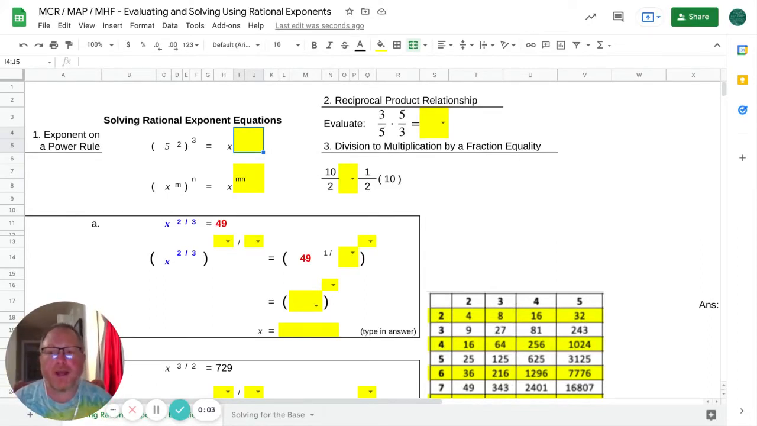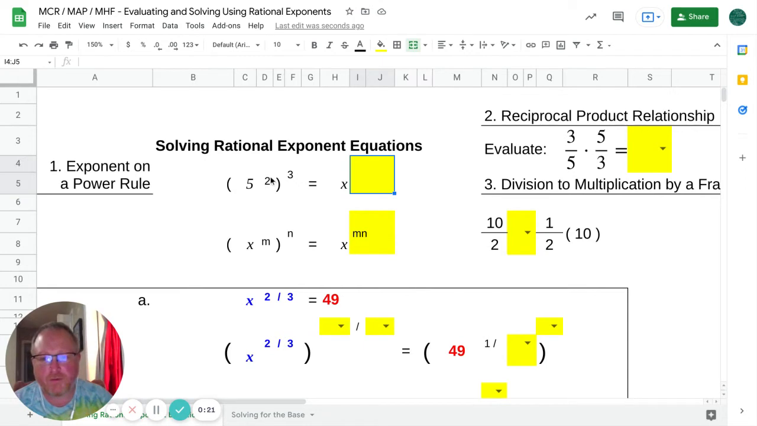I'm going to do a screencast on how you solve equations with rational exponents, and you're solving for the base in a relationship. So just to do a quick review here, let's zoom in on this a bit. Okay, so what are the rules for exponent on a power?